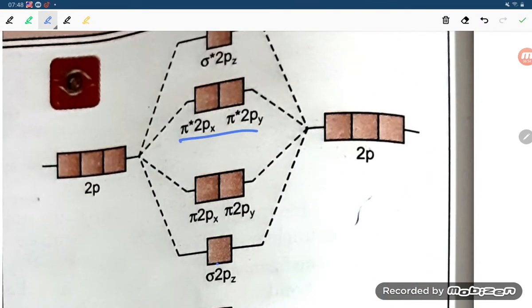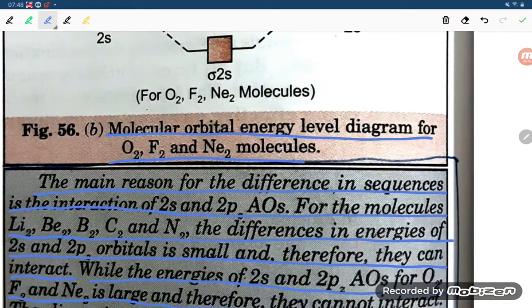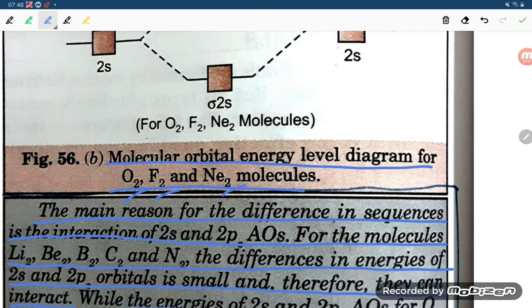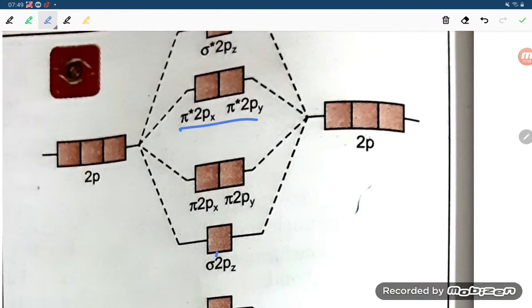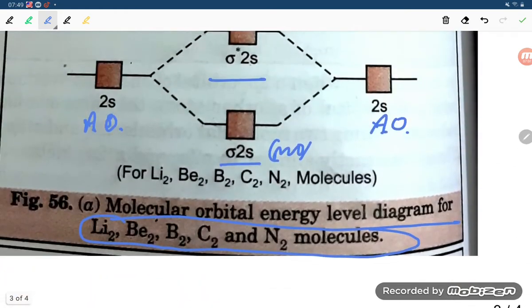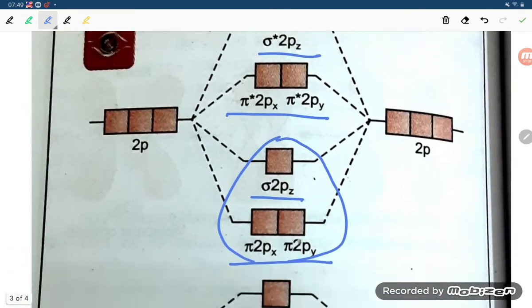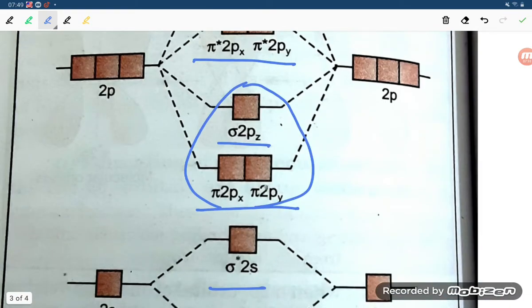Why this is lower in energy in the case of oxygen, fluorine, neon, where sigma 2pz is lower in energy than pi 2px and pi 2py, is not in the syllabus. Similarly, in the case of B2, C2, N2, sigma 2pz has higher energy than pi 2px and pi 2py. We will study it later.